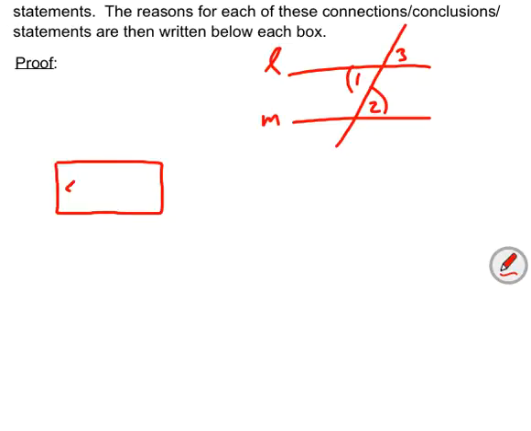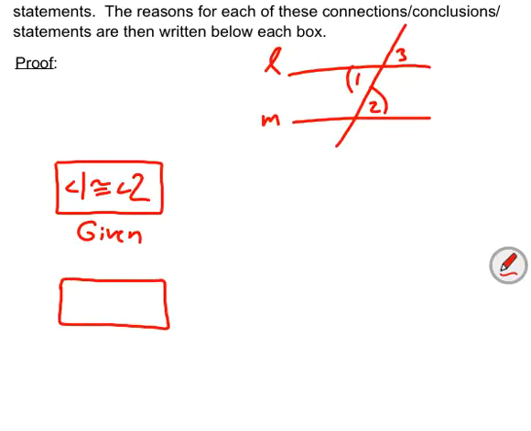The idea is we're going to put angle 1 is congruent to angle 2 in a box, and the reason goes right underneath the box. Angle 1 is congruent to angle 2. That's given. The next part that we said was that angle 2 is congruent to angle 3, and that's because of the vertical angles theorem.